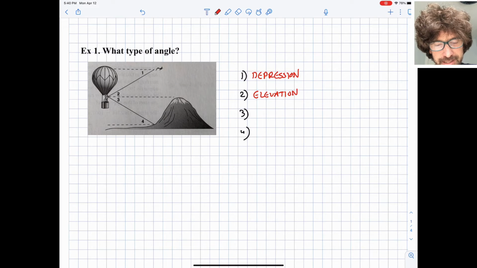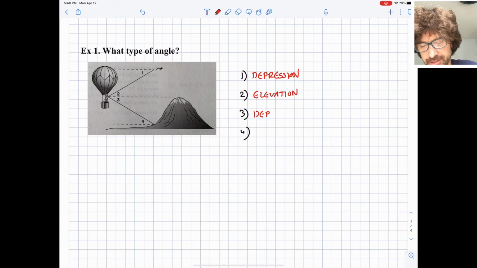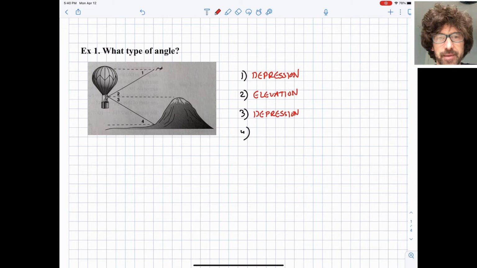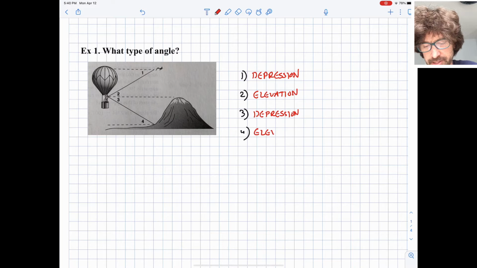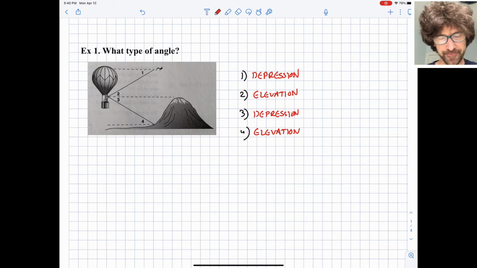The person in the balloon is looking downwards at the base of the mountain at angle 3, so that would be an angle of depression. And somebody down at the base of the mountain is looking upwards at the balloon. Angle 4 would be an angle of elevation. Okay, so just a little bit of vocabulary and terminology there.